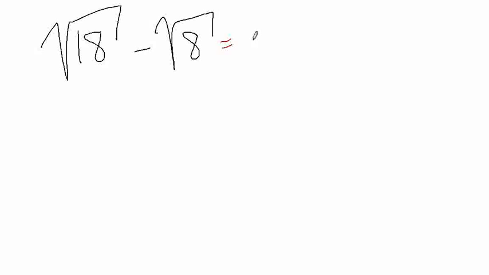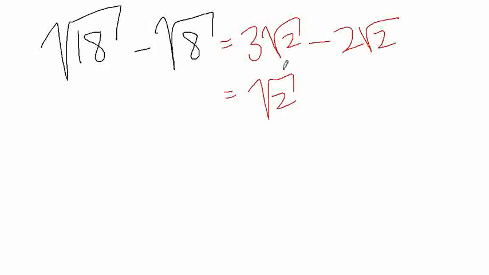So the square root of 18, 18 is 9 times 2, so 3 root 2 is what the first radical can be replaced with. Square root of 8, 8 is 4 times 2, so I'm going to replace root 8 with 2 root 2. And lo and behold, I have a difference that I can simplify now, and I get a single root 2.